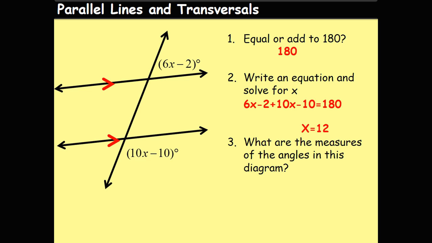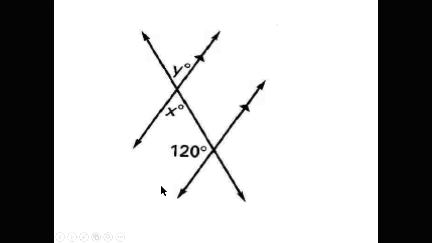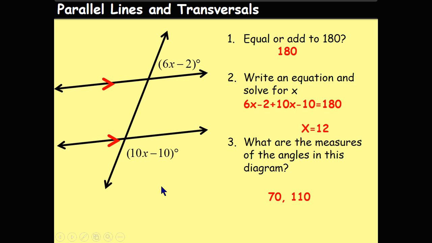The third question we could be asked is, what are the measures of the angles in the diagram? In other words, we have to take the 12 and plug it back in for x. 6 times 12 minus 2 would be 70. 10 times 12 is 120, minus 10 would be 110. You can check really quickly if you have those correct because those are supposed to add to 180. 70 plus 110, oops, 70 plus 110 would be 180.